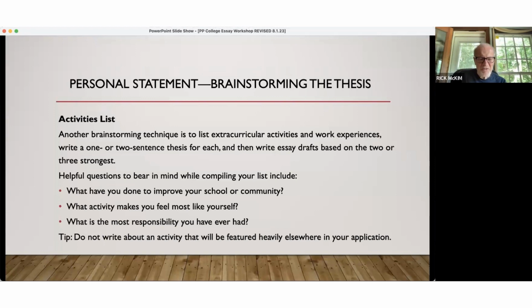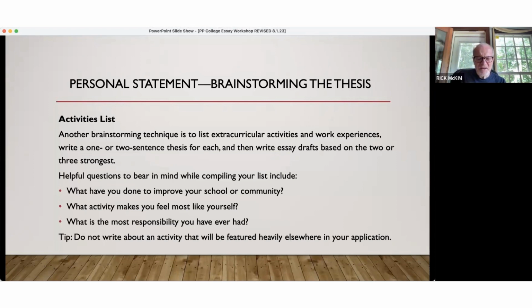Questions to bear in mind: what have you done to improve your school or community? What activity makes you feel most like yourself? What is the most responsibility you've ever had? That first one is particularly important. What have you done to improve your school or community?